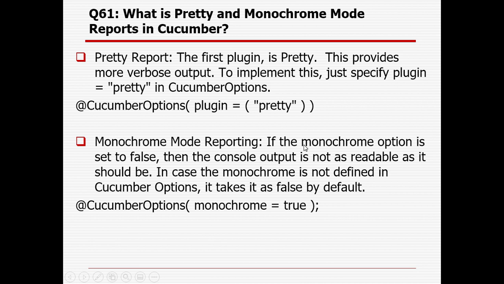Monochrome mode reporting: if the monochrome option is set to false, then the console output is not as readable as it should be. In case monochrome is not defined in the Cucumber options, it takes false as the default value. That is the reason in Cucumber you need to use monochrome equal to true, so that whatever console output is coming, it will be in a more readable format. You can easily understand the console.